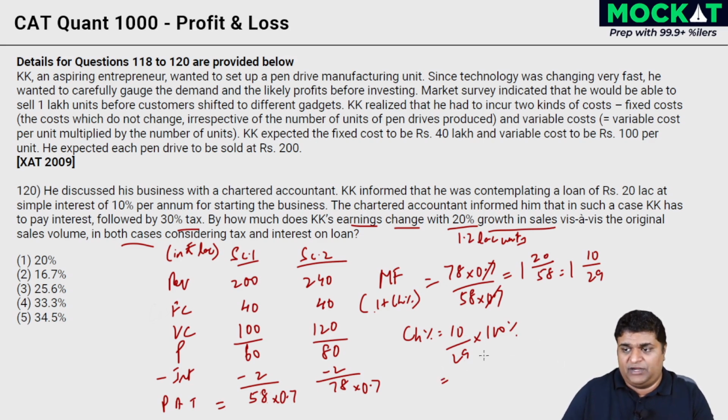So what's 1000 by 29? 29 threes are 87. Then you have 13 left. 130 and a 4 over here. 4 into 29 is going to give us 116, and you have 14 left, right? A 14 left. 14 by 29. So 34.14%, that is the answer. The closest over here is clearly option 5.